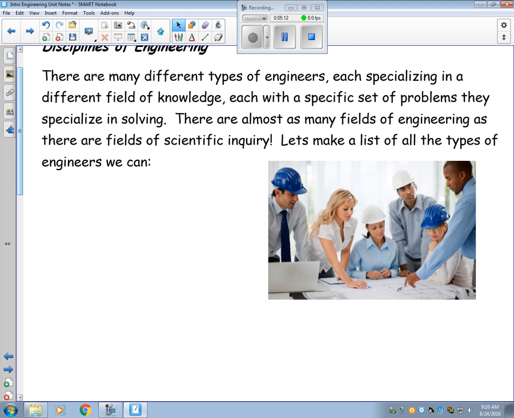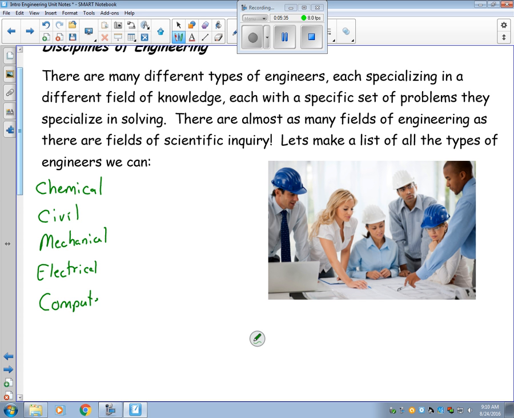So some different types of engineers. There's chemical engineers, civil engineers, mechanical, electrical, computer. There's also fluid and aeronautical. And there are many, many more. I'm sure you can think of at least 5 more you could add to this list if you wanted to.